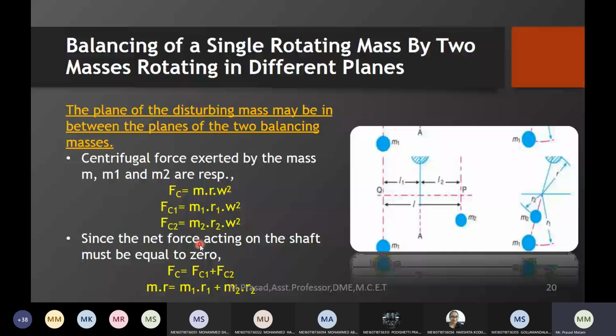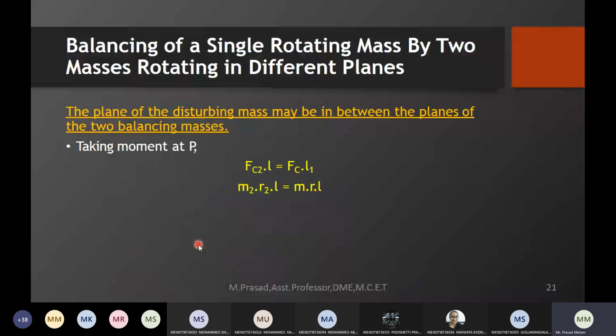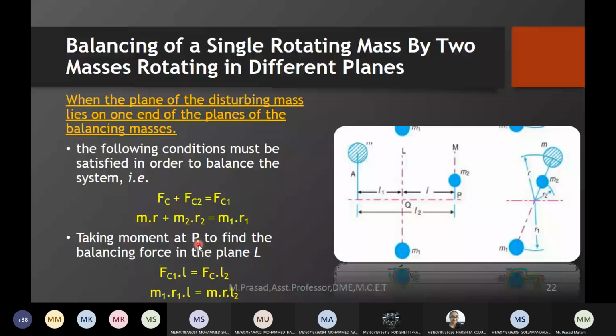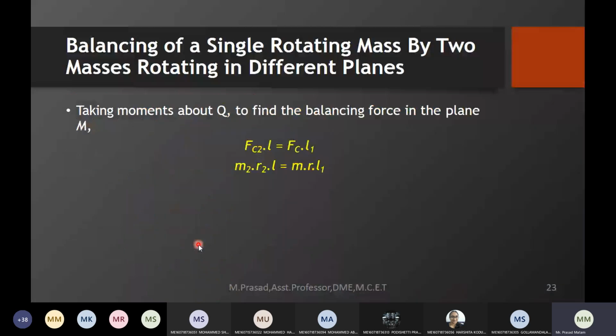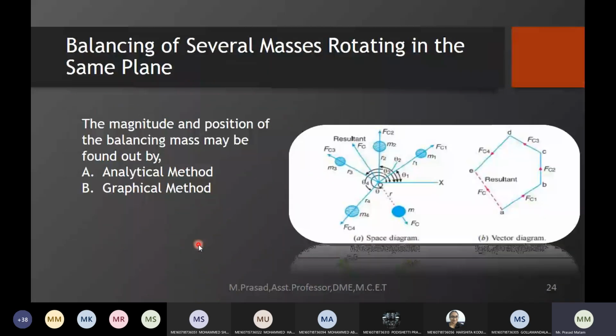Balancing of several masses rotating in the same plane. This is what people have made; I will send this to you. These are the equations I am getting here. Balancing of a single rotating mass, and two masses in different planes, this is what I have explained. Now this is the third case I want to explain: balancing of several masses rotating in the same plane, case 3.